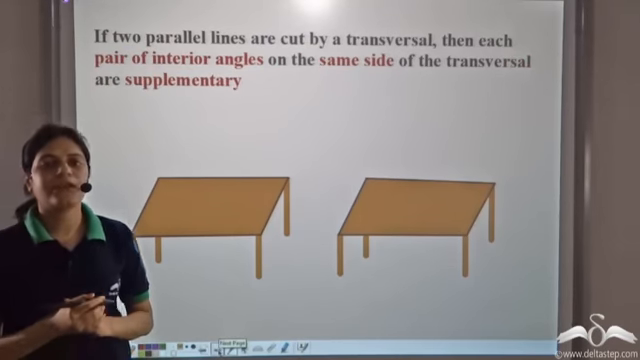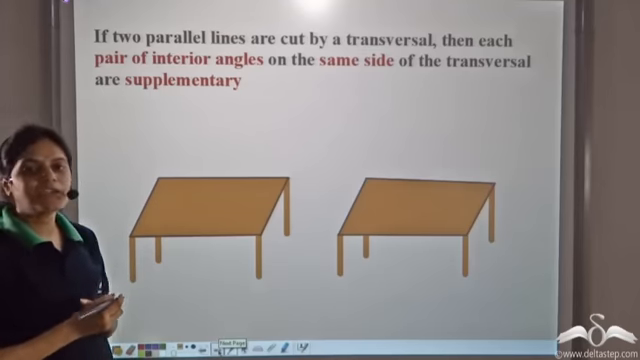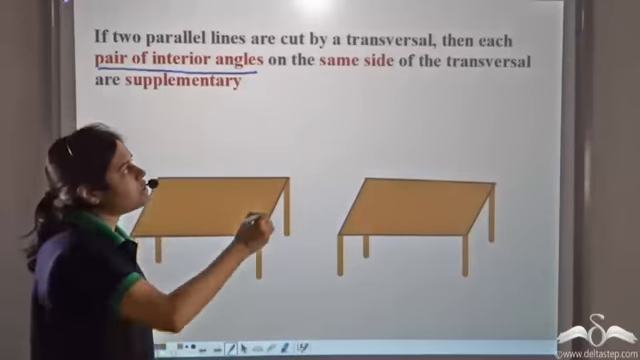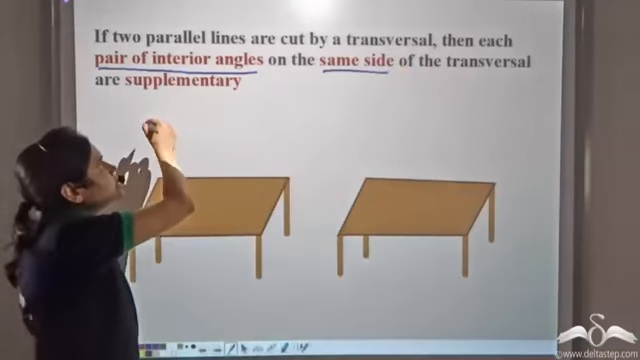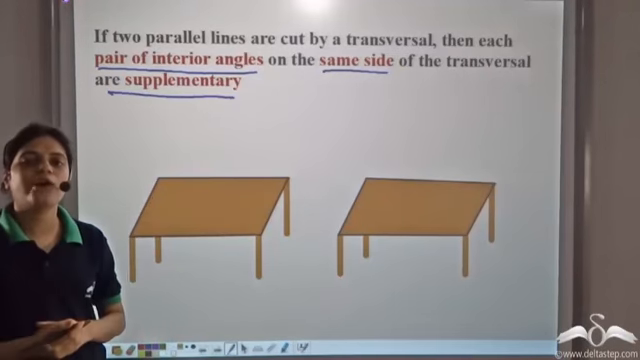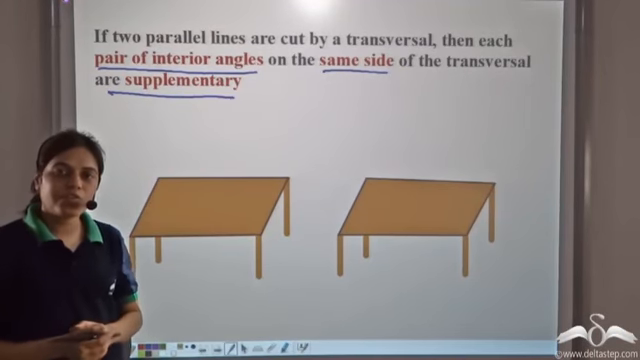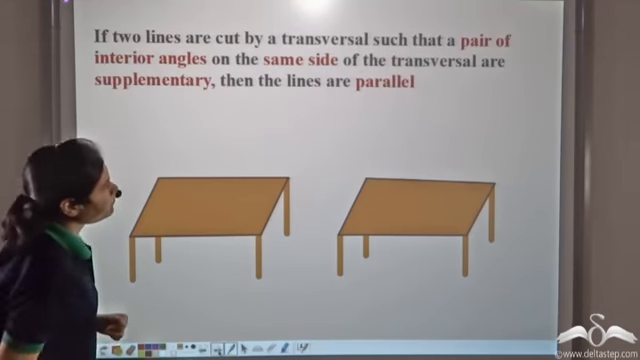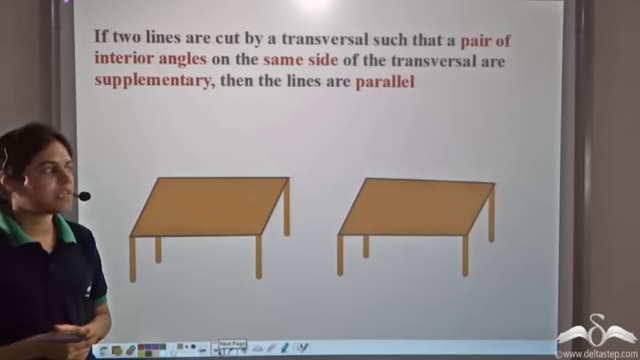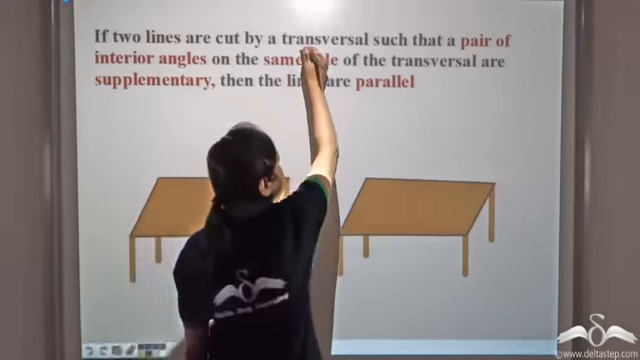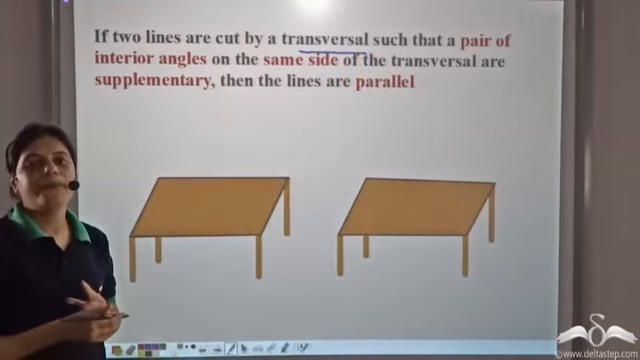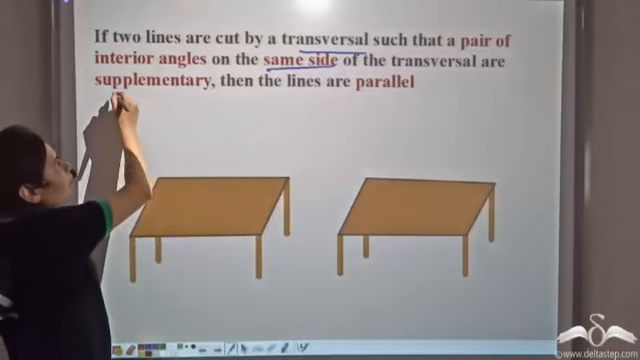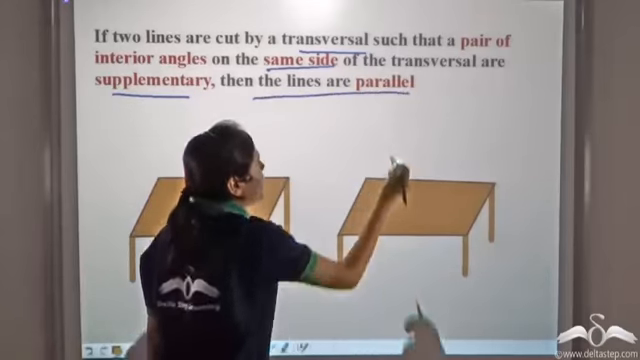Now we have learned that if two parallel lines are cut by a transversal, then each pair of interior angles on the same side of the transversal are supplementary. That is, they add up to 180 degrees. And the converse of this also holds. What does the converse say? Well, the converse of this says, if two lines are cut by a transversal such that a pair of interior angles on the same side of the transversal are supplementary, then the lines are parallel.